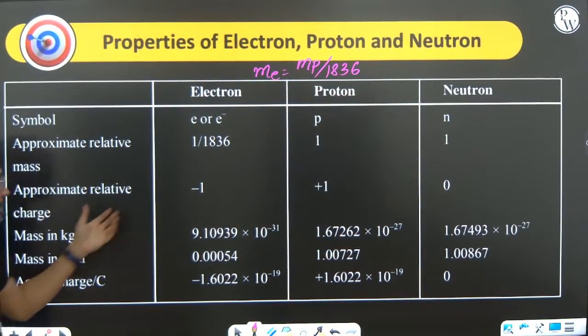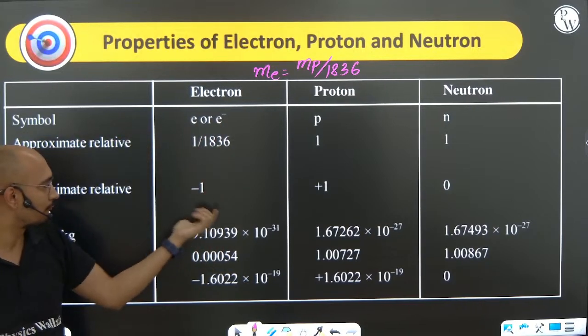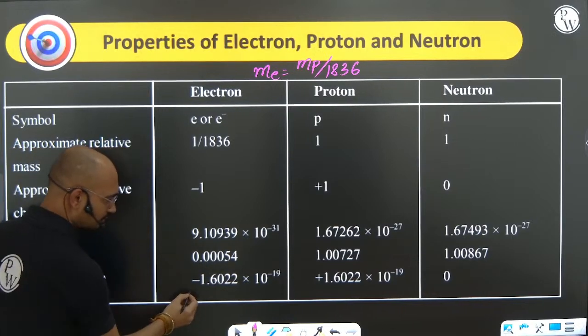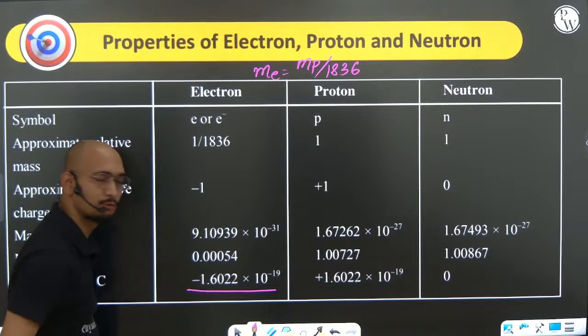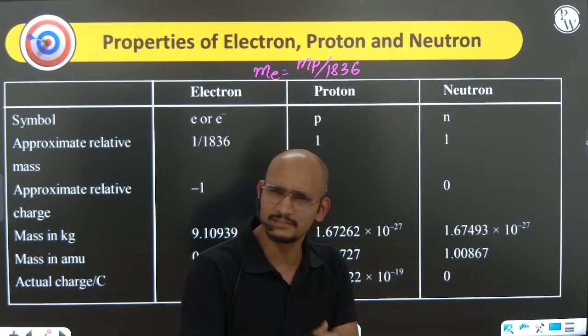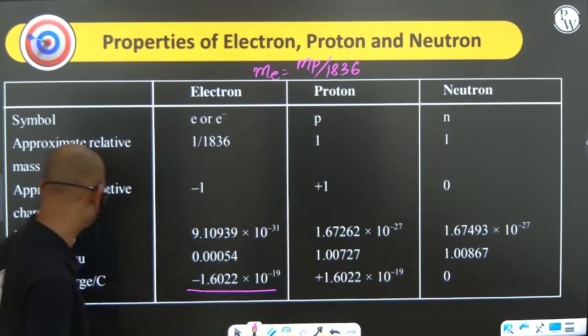Now the approximate charges. You all know the electron has a charge of -1. In coulomb, it counts as negative 1.6 times 10 to the power minus 19 coulomb. The same charge is there in the proton also, but it is positive rather than negative. On the neutron there is no charge. I hope you all understand.